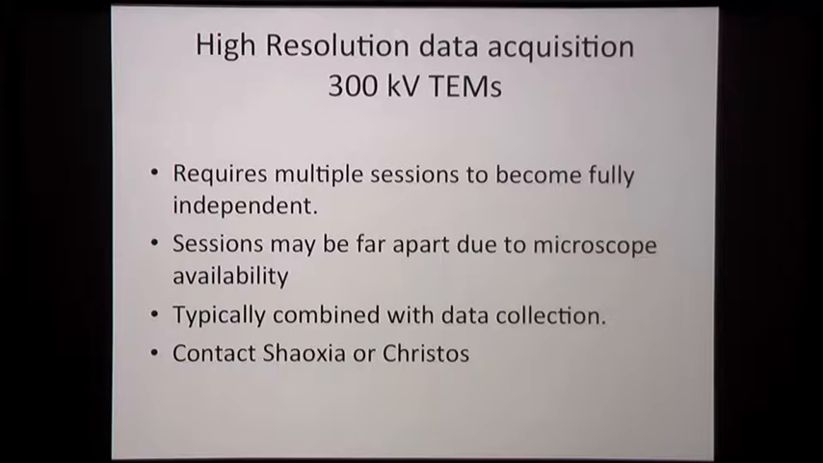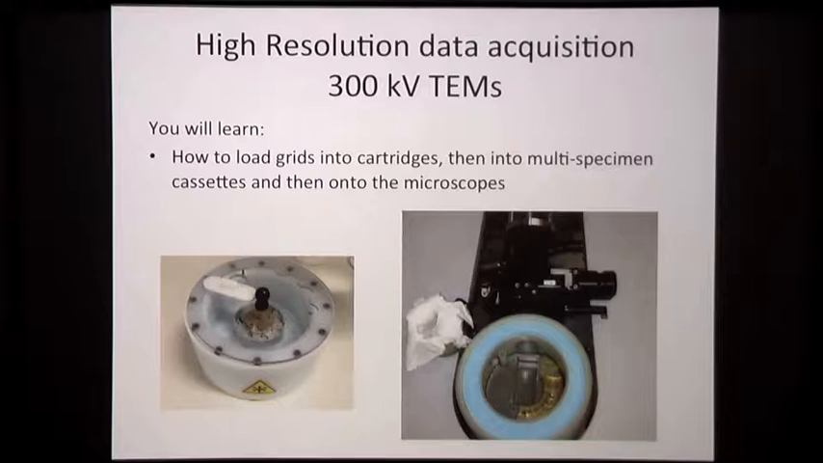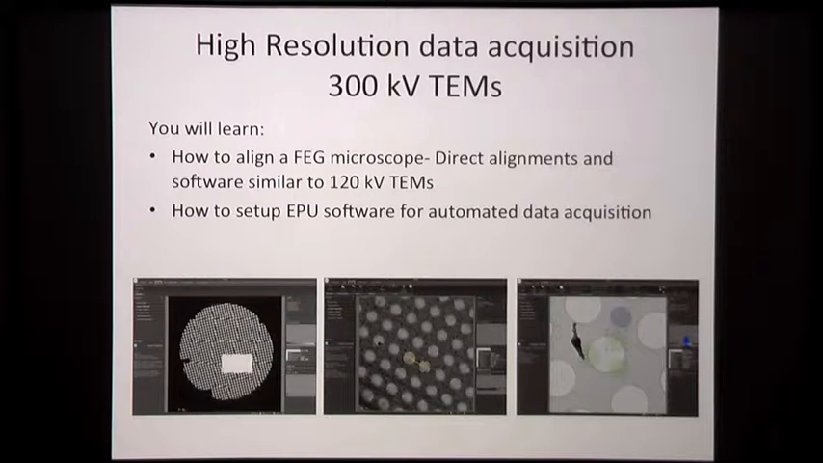For training on these microscopes, you can contact Shaoxia or me. During this time, you will learn how to load grids into cartridges, and then how to load these cartridges into multi-specimen holders which go into the microscope. The advantage of the Polara and the Krios is that you can load multiple specimens at once rather than just one at a time as for the 120 kV instruments. And you'll also learn how to align a field emission gun microscope.